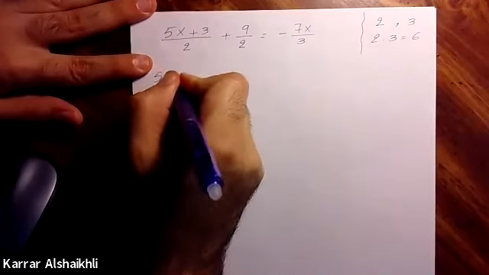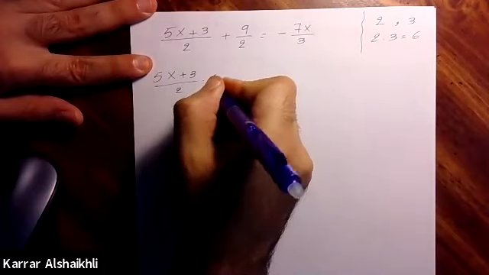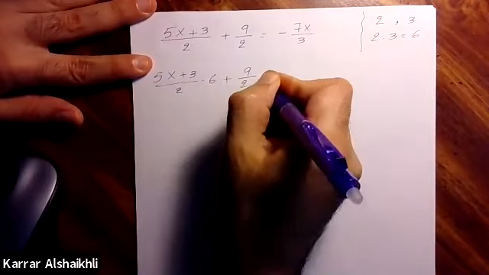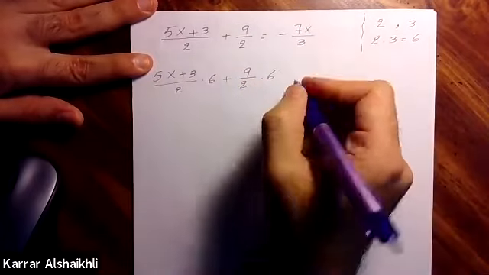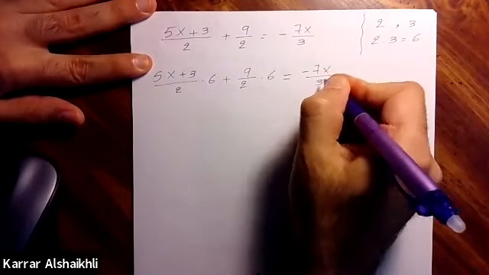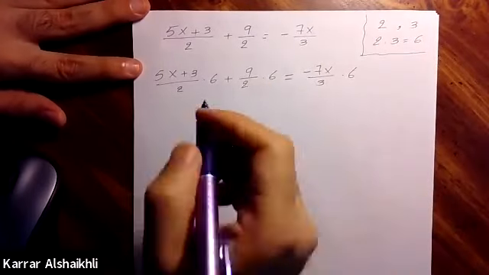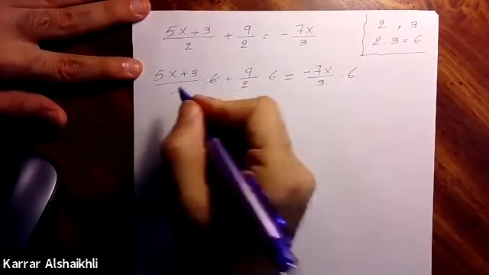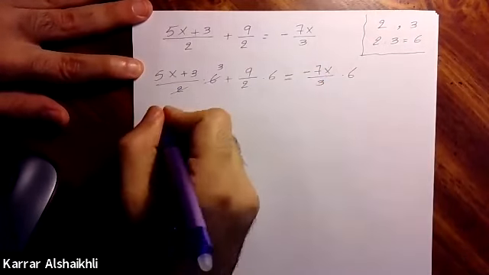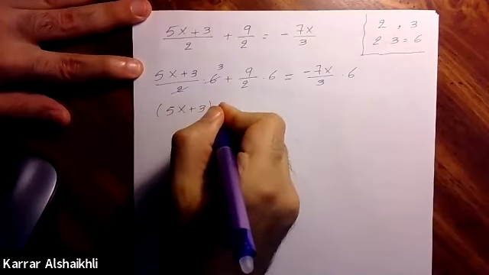So it'll be 5x plus 3 over 2 times 6, plus 9 over 2 times 6, equals -7x over 3 times 6. 6 divided by 2 is going to be 3. So the leftover here is going to be 5x plus 3 times 3.